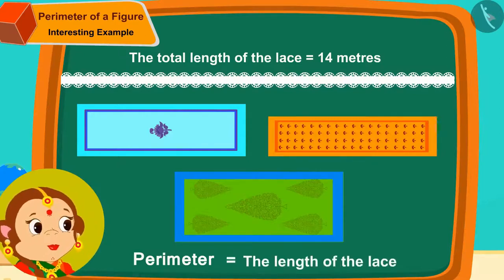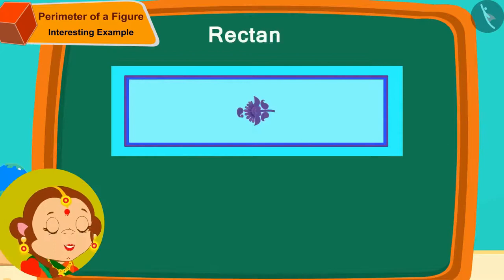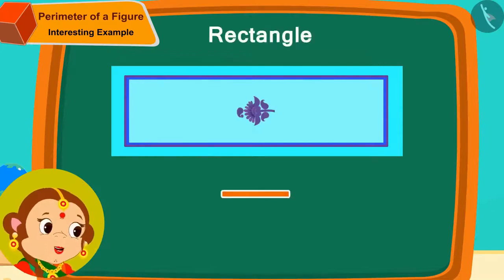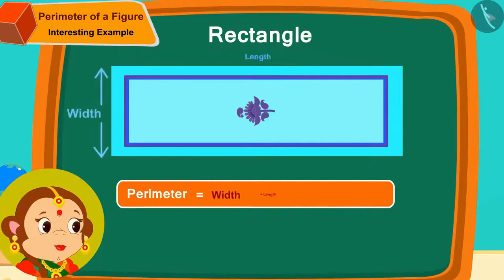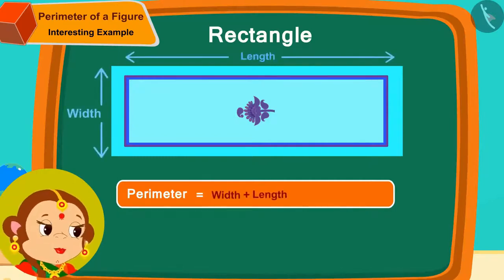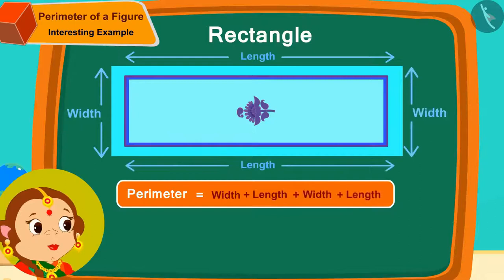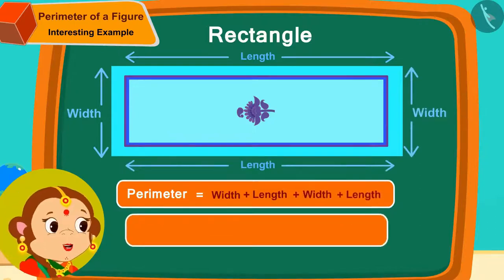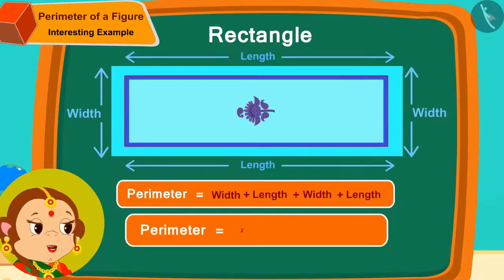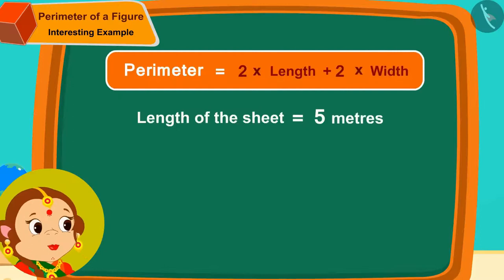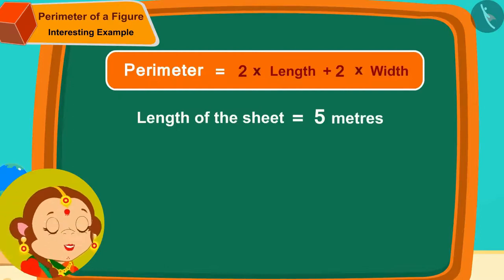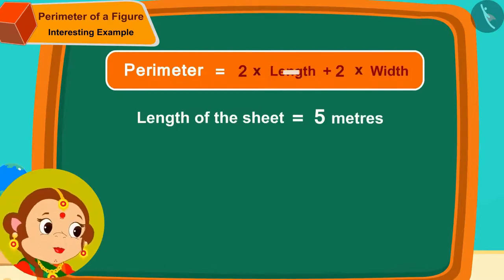The sheet is rectangular in shape, so in order to find its perimeter, I will need to add the width to the length and then add the width to the length once more. In other words, its perimeter will be 2 times the length plus 2 times the width. The length of the sheet is 5 meters. Let me write it here in place of the length.